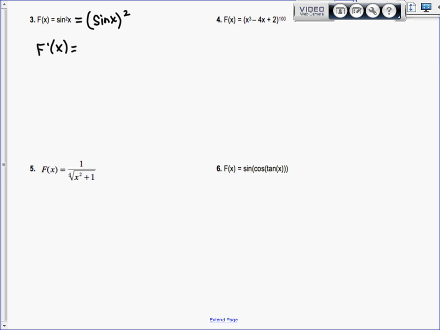So the inside part, we're thinking of this as my u, right? So if I had u squared, what's the derivative of u squared? 2u, right? So I'm going to have 2, and then I'm going to have my sine of x. That's my u. And then I'm going to have du. So derivative of sine is cosine. So this is my u, this is my du. So 2u du.